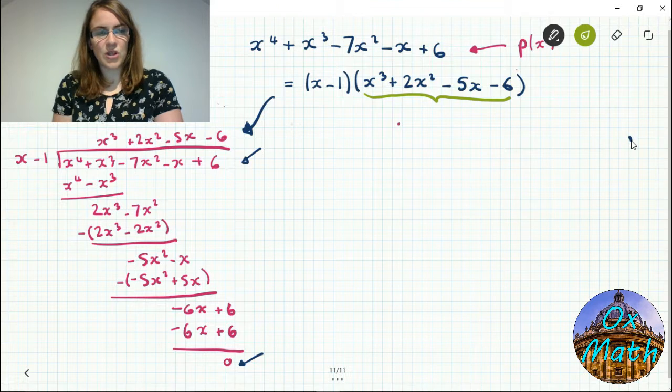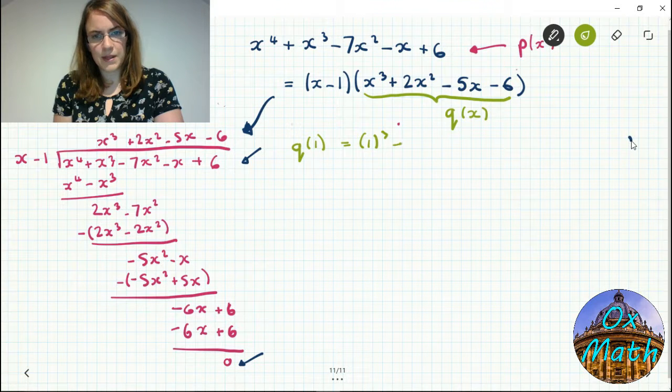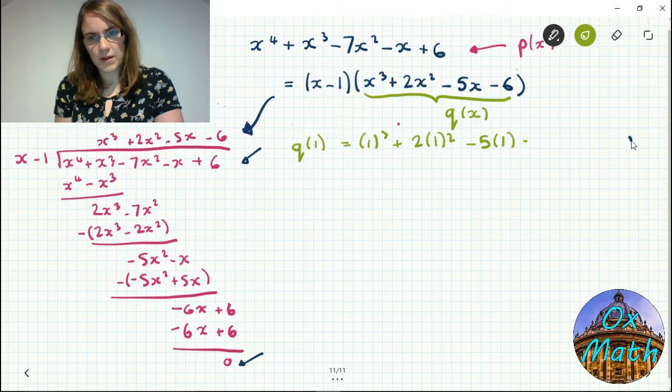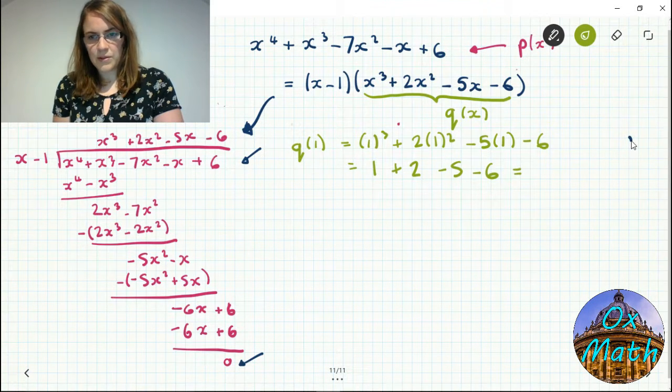Now there's no reason we couldn't have another factor of x minus 1, so I'm now going to call this q of x, and I'm going to try q of 1. So that would be 1 cubed plus 2 times 1 squared minus 5 times 1 minus 6 gives me 1 plus 2 minus 5 minus 6, which is 3 minus 2 minus 8. So that is not working, so x minus 1 is not a factor.